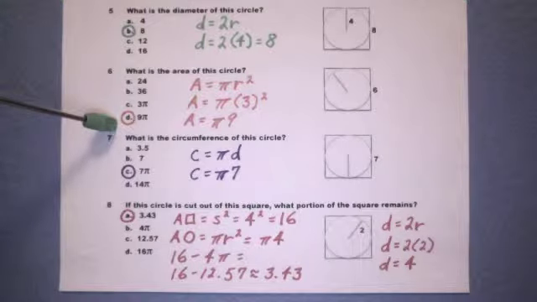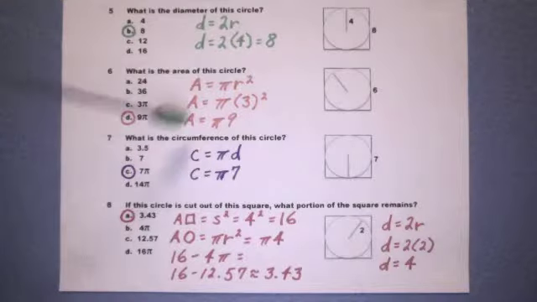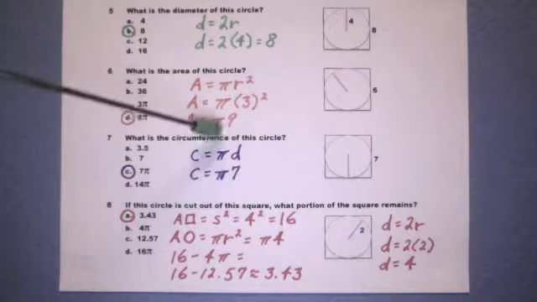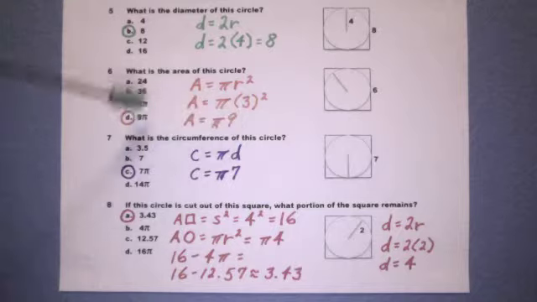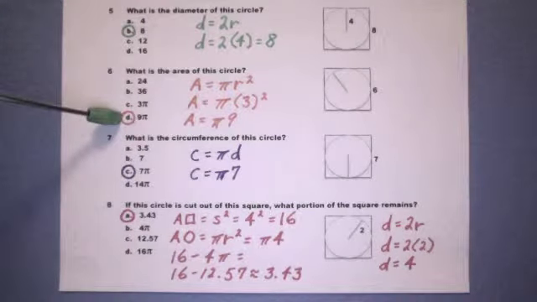We generally write the number in front of pi, but there's nothing wrong with writing it this way. That means pi times 9. This means 9 times pi. The commutative property for multiplication says it doesn't matter the order in which you multiply numbers.